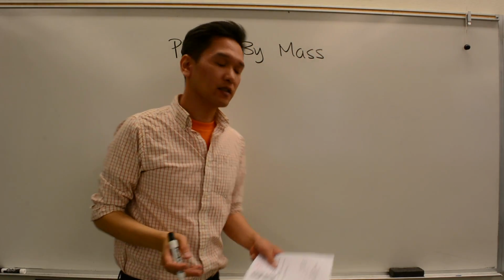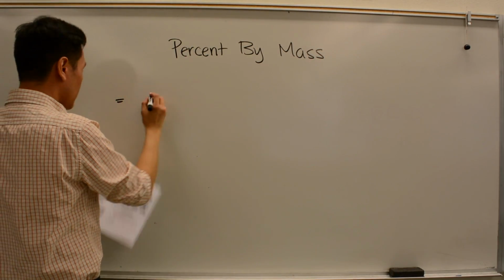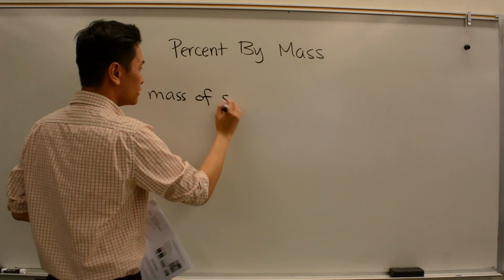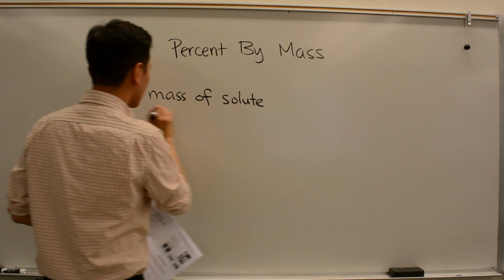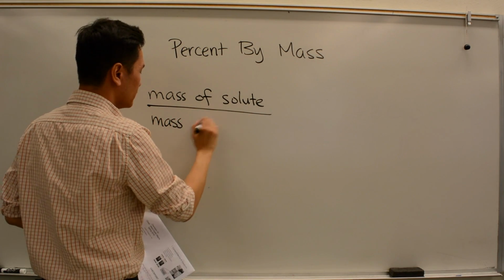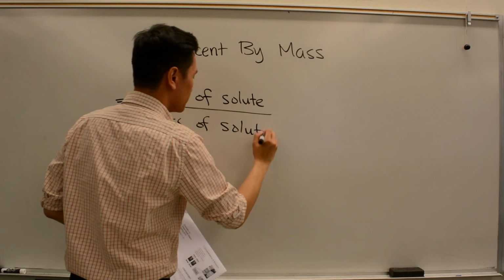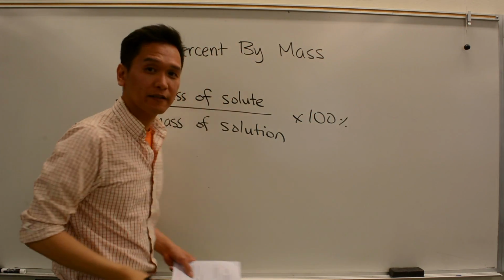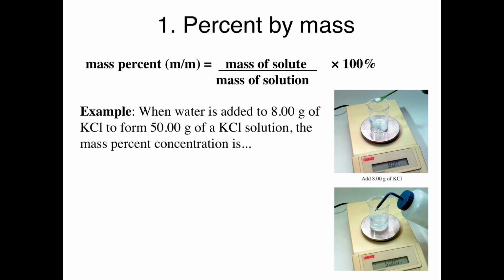The definition of this concentration is that you have the mass of the solute divided by the mass of the solution times 100%. So let's do an example. The example here reads, when water is added to 8 grams of KCl to form 50 grams of KCl solution, what is the mass percent?